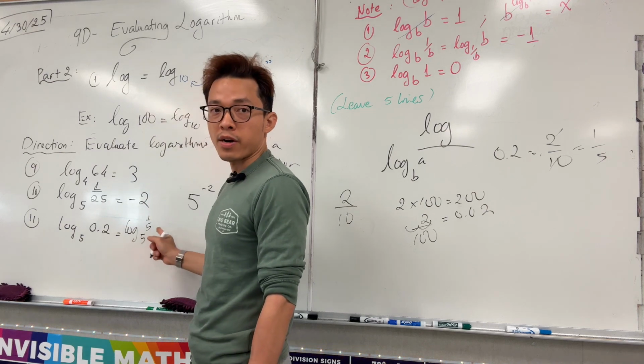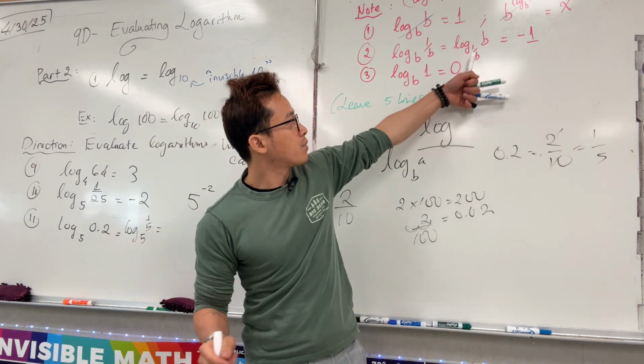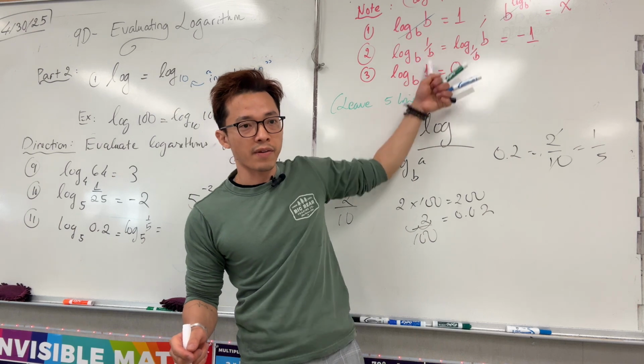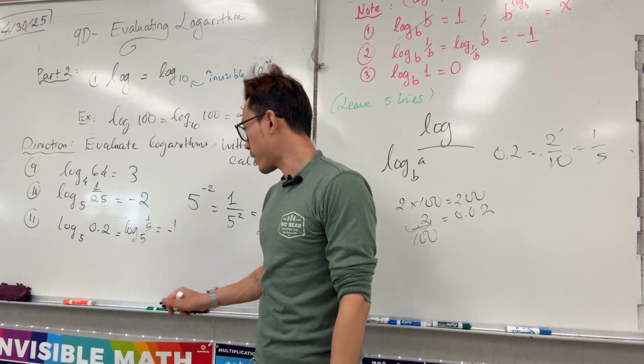And 5 to what power is 1 over 5? We're going to talk about this. 1 over 5 is -1. Right? Let's give Edison 1 point.